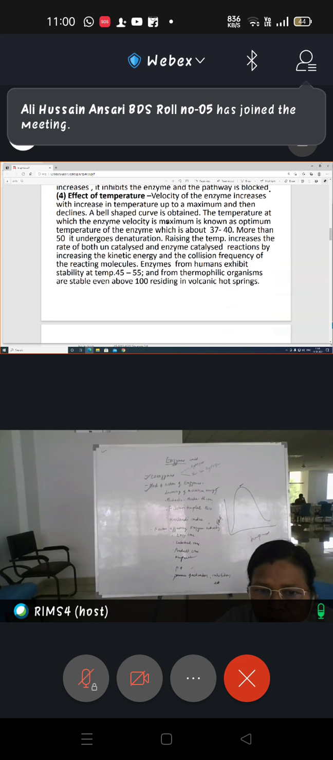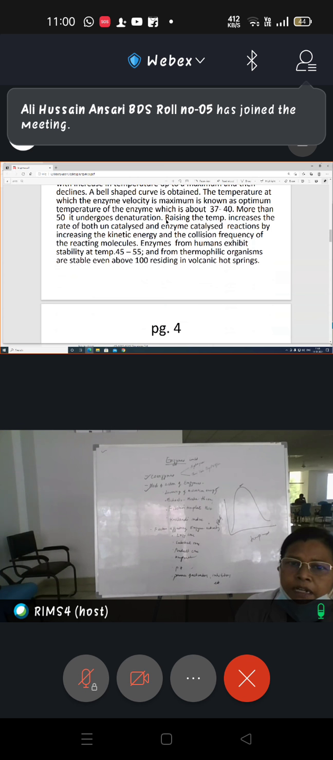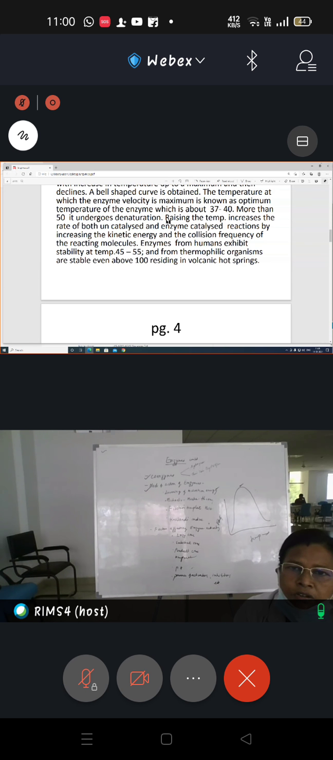But sometimes the optimal temperature for thermophilic organisms, which are present in hot springs, is 100 degrees centigrade.